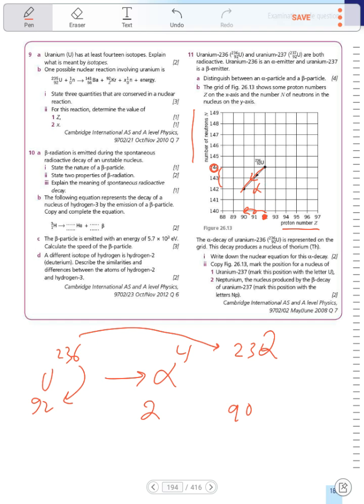But if we have beta decay, we have a decrease in a proton and an increase in a neutron, or an increase in a proton and a decrease in a neutron. It depends on the beta, if it's a beta positive or beta negative. This is an external question.